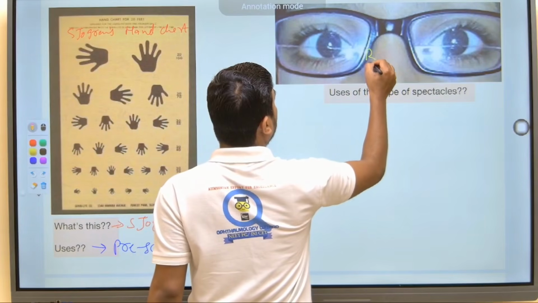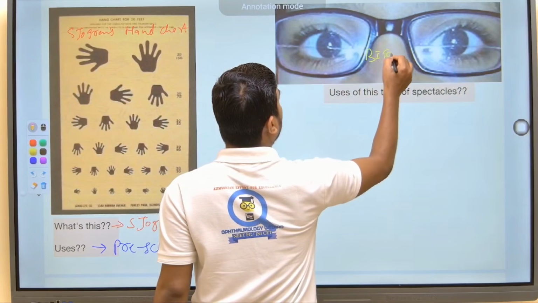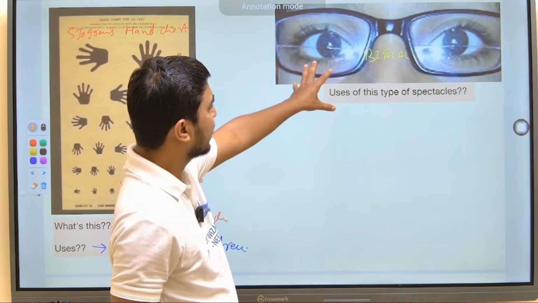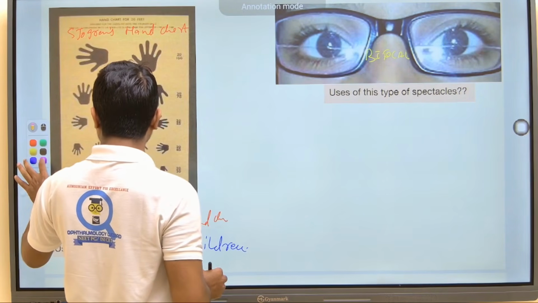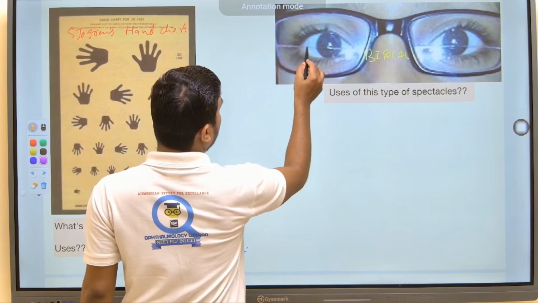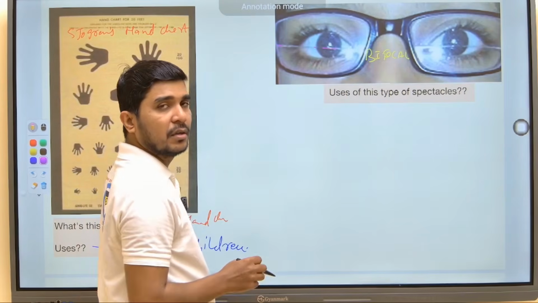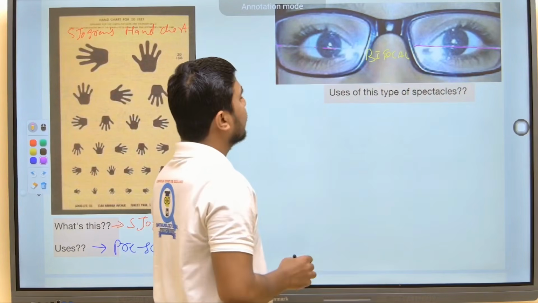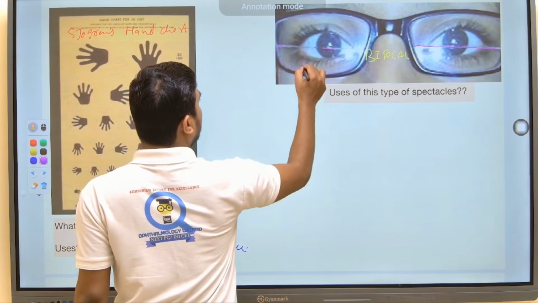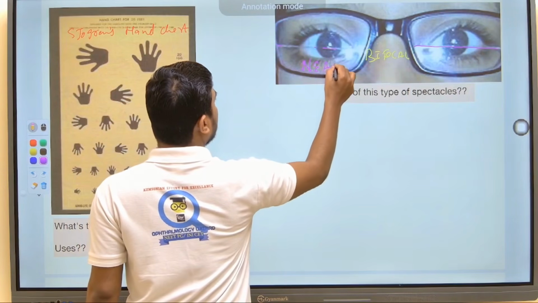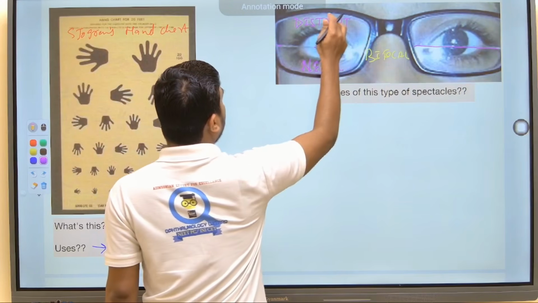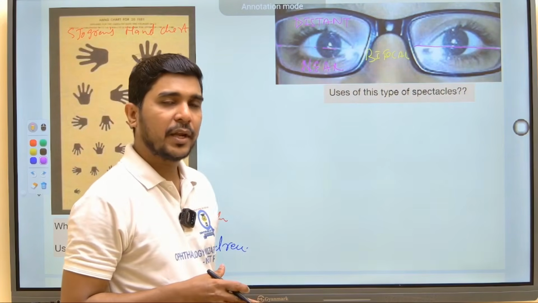This is a bifocal. These are bifocal spectacles. But you can see here that the spectacles is bisecting from the middle of the pupil, right? So this portion is for near vision and this portion is for distant vision. And that is why it is bifocal, right?